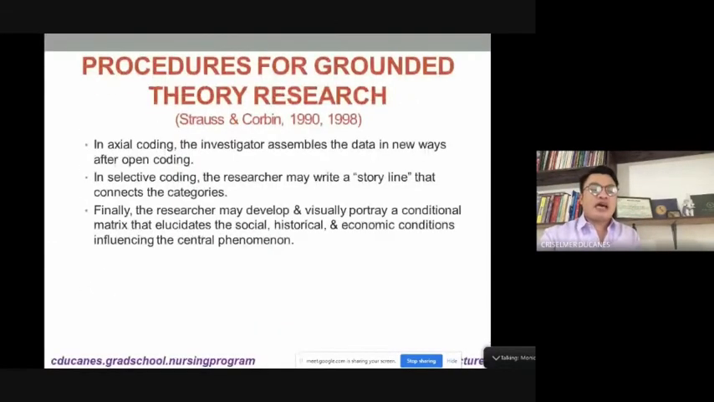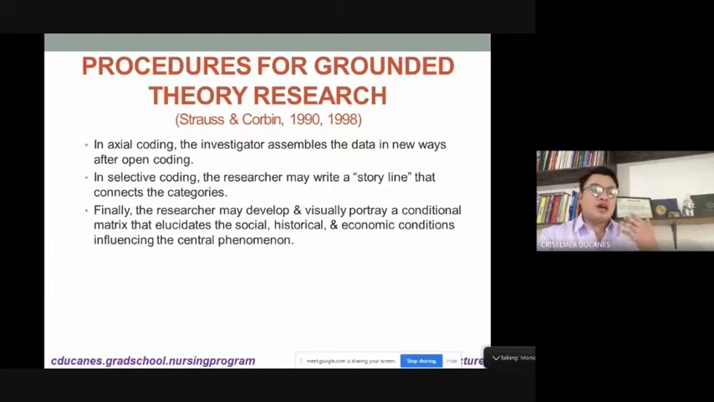Then after the open coding, you would have your eggshell coding. The investigator assembles the data in new ways after open coding. So sa eggshell coding, out of the categories that you have, you will make a model. Maobra ka na asang model. So sa imo nga model, that would explain why a particular process is going on. So there is more of analysis and interpretation sa imo nga eggshell coding. You are making a model.